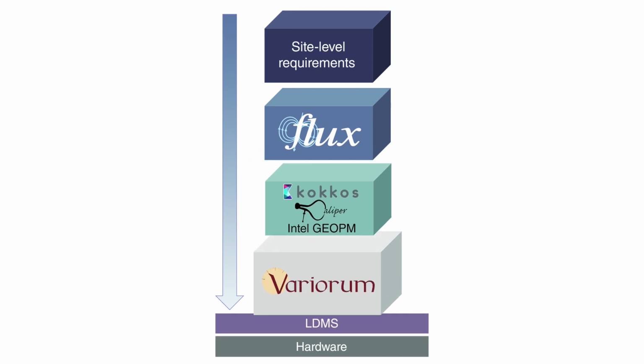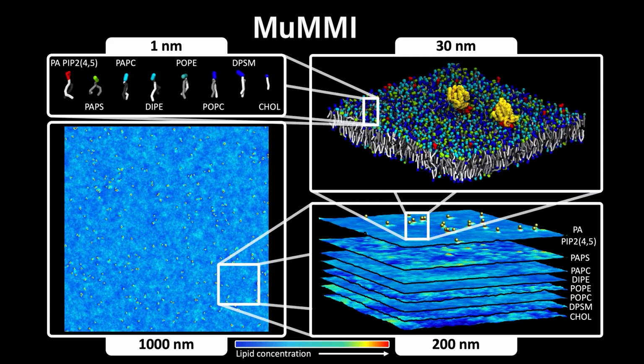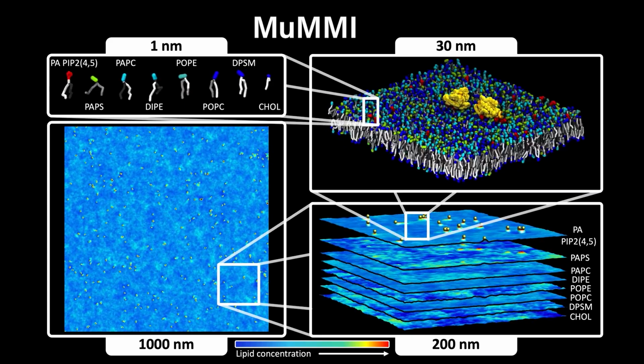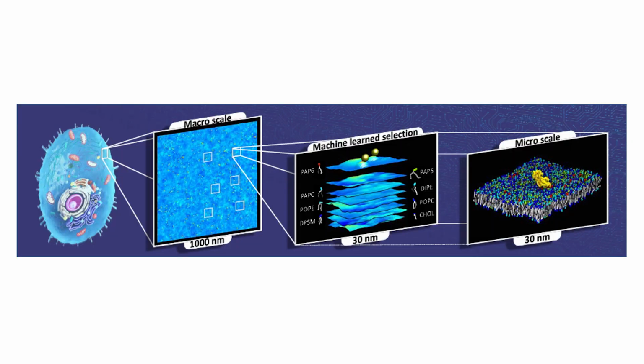Variorum not only provides power management features for system-level software, but it can also enable scientific applications to directly monitor system power during execution. For example, the multi-scale machine-learned modeling infrastructure, or the MuMMI workflow, which is an award-winning workflow for cancer research on the Sierra supercomputer, can interface with Variorum at both the simulation level as well as the Flux job manager level.